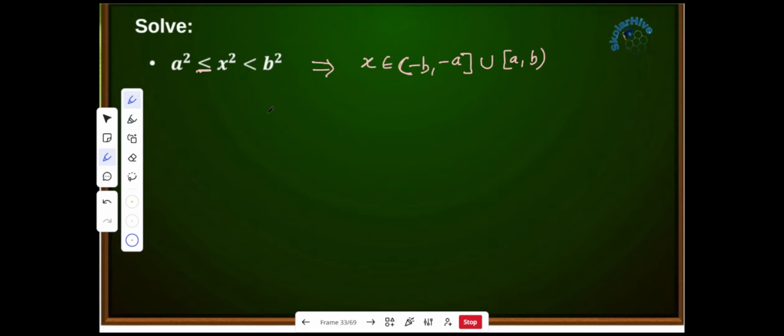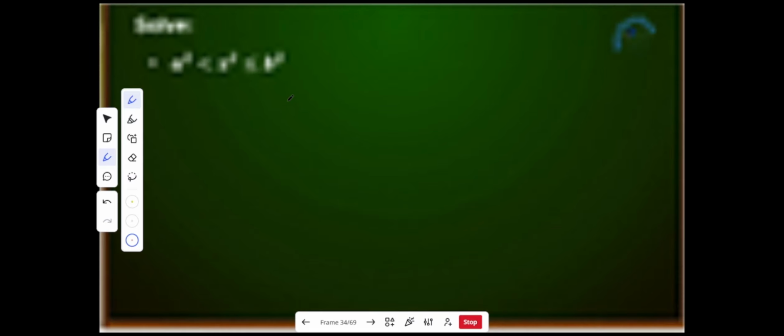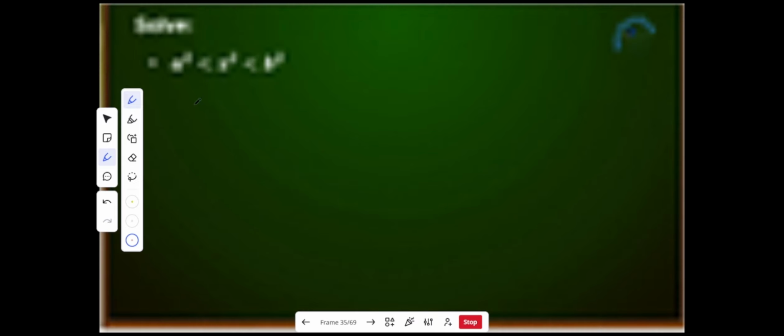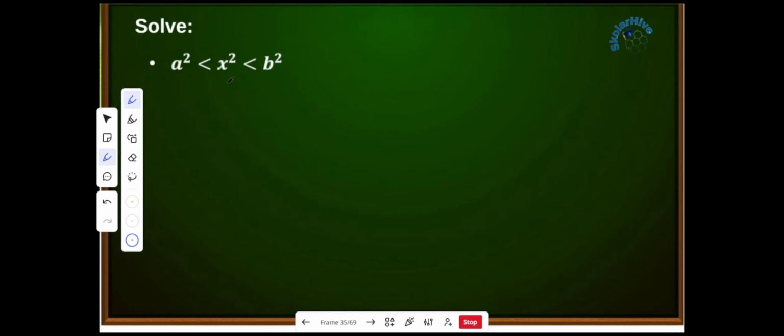Here there is an equal to symbol, so we put a closed interval, then union again a to b as an open interval, because at this end the inequality is only of less than, not equal to. The same way, if we have this, you can directly write x belonging from minus b to minus a open interval, union open interval at a to closed interval b. And if both inequalities are of less than type, then both ends will be open: minus b to minus a, union a to b.